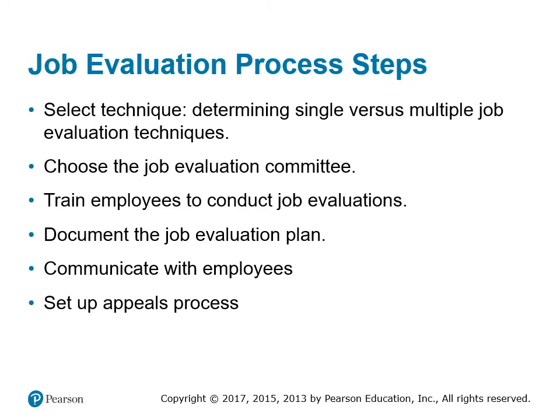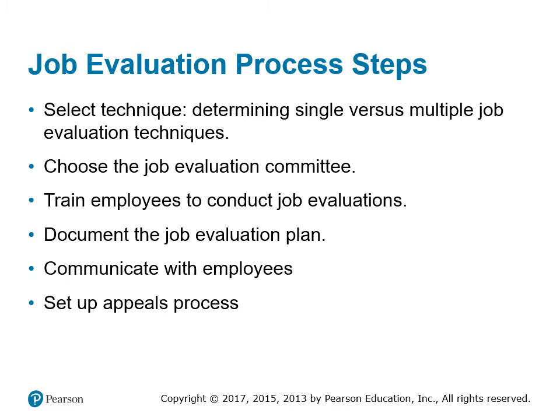So for the job evaluation process, we have 6 steps. First step is to select the technique we are using to make the job evaluation. So we should determine, should we use a single versus multiple job evaluation techniques? Should we use only one or multiple? The second step is to choose the job evaluation committee that will make the evaluation. Third step, train employees to conduct job evaluation. The fourth, document the job evaluation plan. The fifth is to communicate with employees. The last step is to set up an appeals process. Okay, so the first is to select the technique.